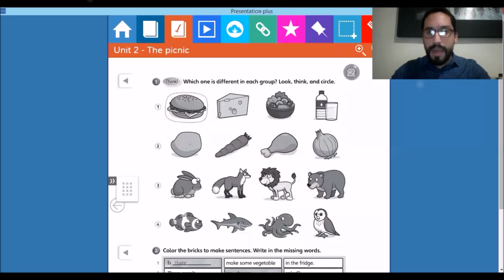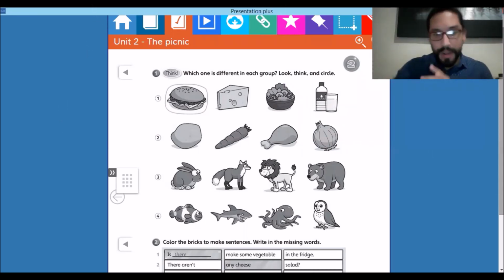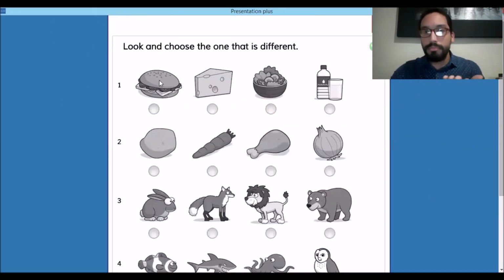Let's go to the other page. Right there, we have number one. Which one is different? In each group, we have some food groups, okay? Food groups. So which one is different? Which one is the stranger? Let's check. So right there, you have a hamburger, you have some cheese, you have some salad, and you have water, solids, and one liquid. I think this is not right, okay?